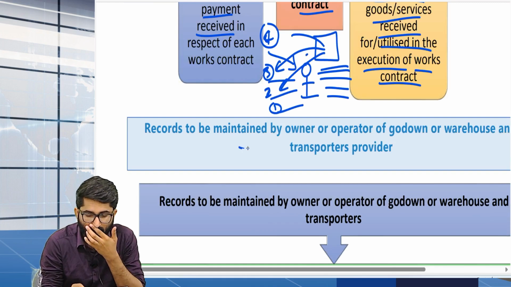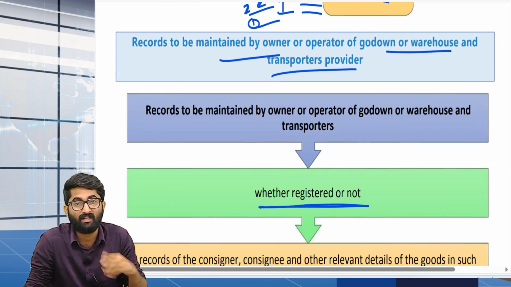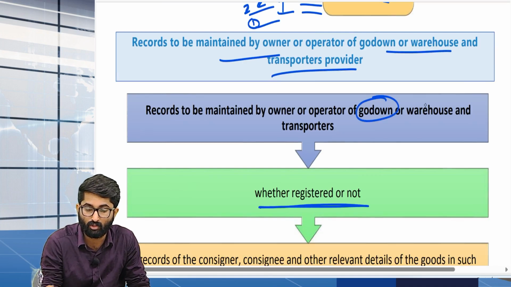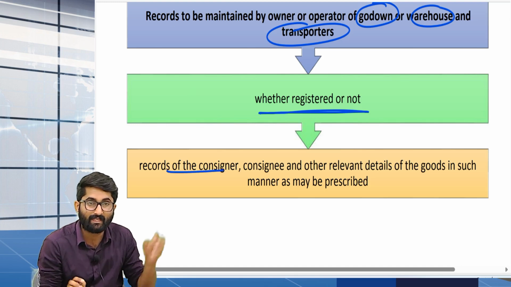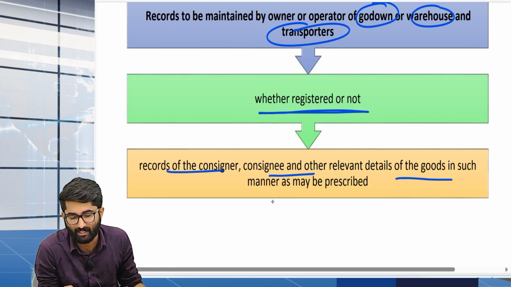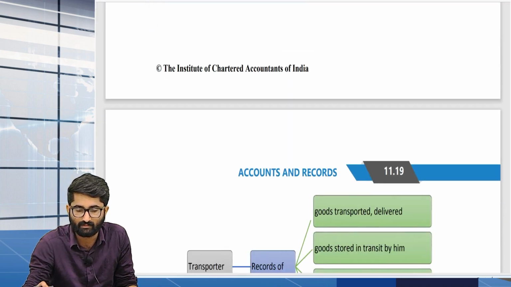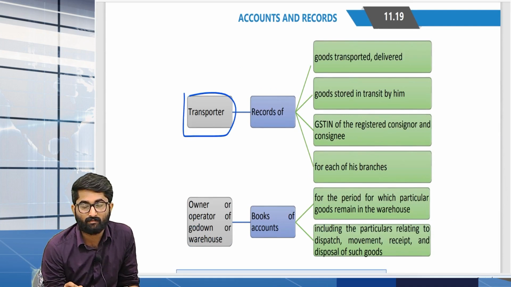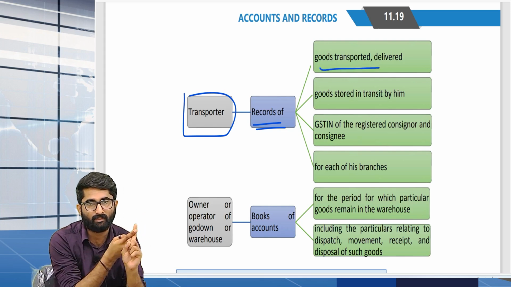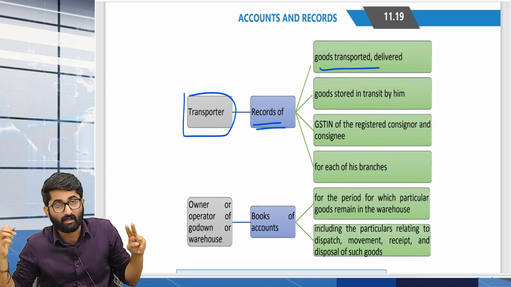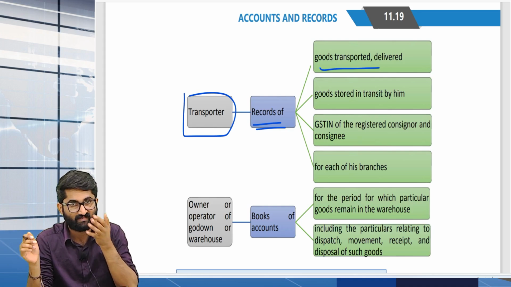Next one, the records to be maintained by the owner, operator of godown or warehouse, and transporters, even if they are registered or unregistered. So the records of the consignor, consignee and such other details as may be prescribed in the manner as may be prescribed. And next, if I am the transporter, the records of the goods transported or delivered, the goods which I have transported, that I should be knowing, and goods stored, how much is there in my cargo, that I have to maintain, and the GST of the registered consignor and consignee, I have to maintain that.